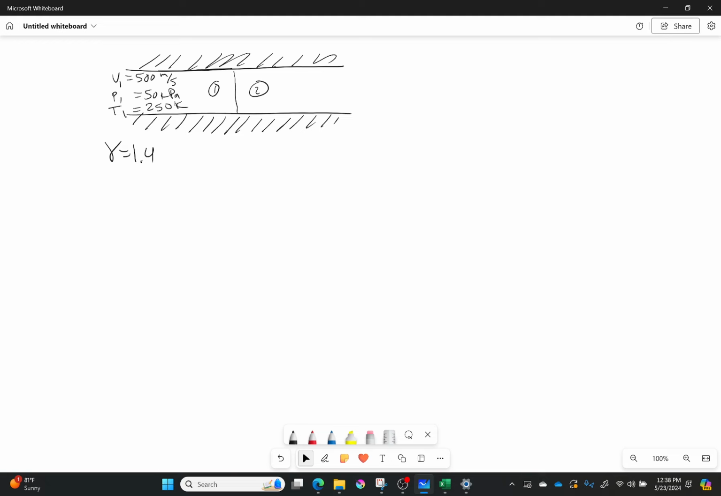What are we going to find? Everything, literally everything. We're going to find the Mach number, we're going to find P2, we're going to find T2, we're going to find the velocity V2, and we're also going to find P0 2 and T0 2. My goodness, we're finding everything. And how are we going to do this?